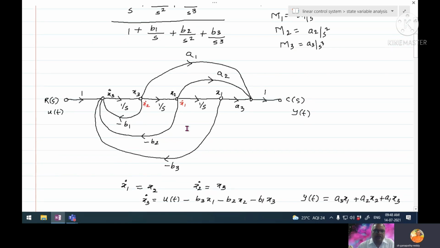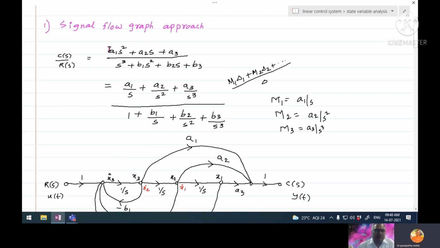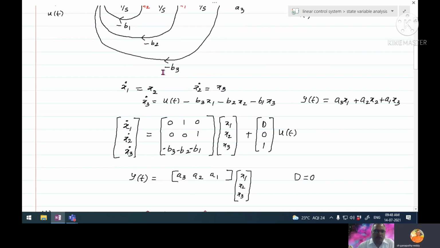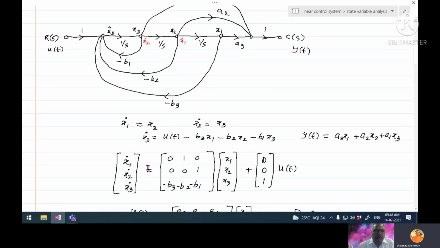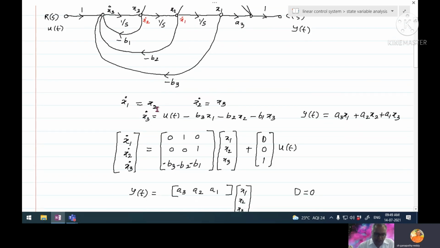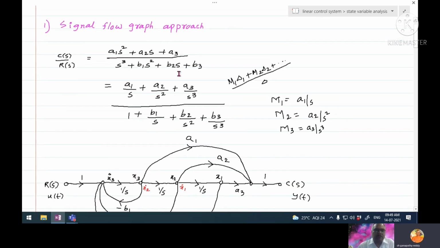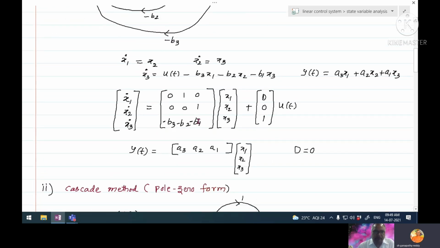Now, without writing these equations, without writing signal flow graph, just by observing this transfer function, can you write the state equations directly? Yes, we can write. How? Third order: 0, 1, 0, 0, 0, 1 standard. This is also 0, 0 standard. The denominator coefficients b1, b2, b3, you write in reverse order with opposite polarity: minus b3, minus b2, minus b1.